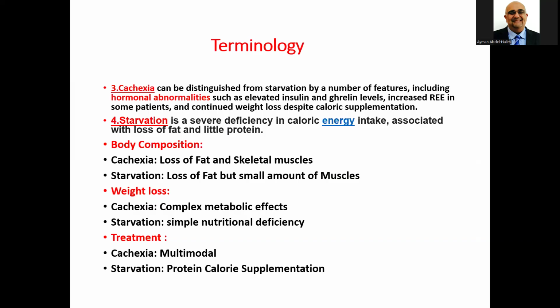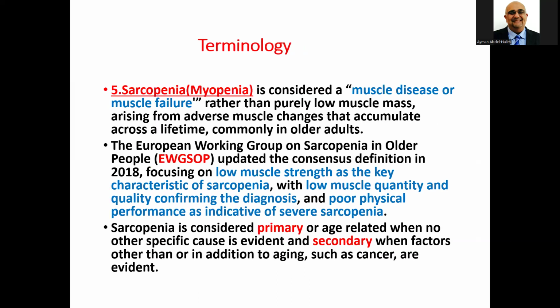Starvation is a severe deficiency in caloric energy intake associated with the loss of fat and little protein. Starvation can be reversed. If you eat, you will reverse. Body composition: this is basically a comparison between cachexia and starvation. As far as body composition, cachexia is loss of fat and skeletal muscle. Starvation is loss of fat, but a small amount of muscle. Weight loss: cachexia is a complex metabolic and inflammatory process. Starvation is a simple nutritional deficiency. Treatment: cachexia is multimodal, and starvation is protein calorie supplementation.